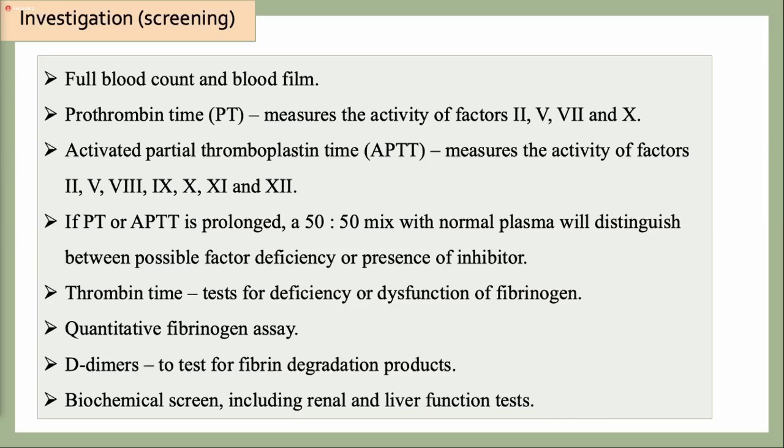Alright. And then the thrombin time to test for deficiency or dysfunction of fibrinogen. The quantitative fibrinogen assay is just to rule out whether the bleeding is secondary to hypofibrinogen or hyperfibrinogen. D-dimer can test for the FDP, and can also be used if one of our differentials is DIC. And we can also do biochemical screening to rule out other systemic causes.